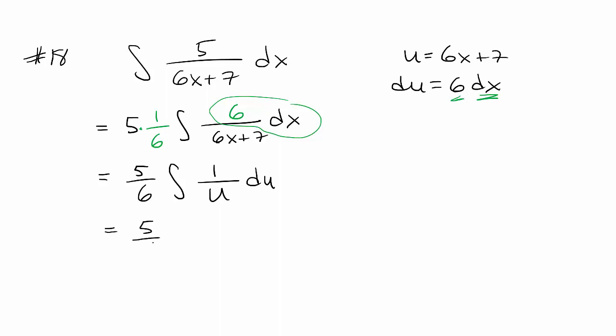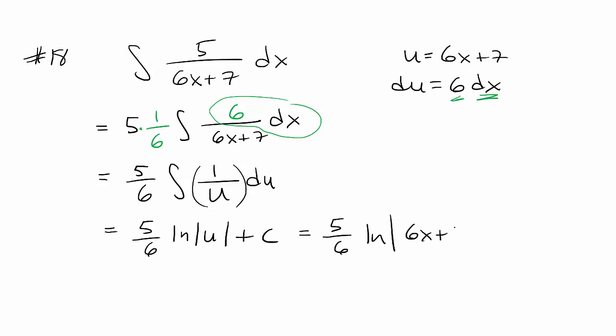So we have our 5/6, and then the antiderivative of 1 over u is going to be ln of u. And then just remember to plug back in what u was. So in this case, 6x plus 7. So our final answer is 5/6 ln of 6x plus 7 plus your constant of integration.